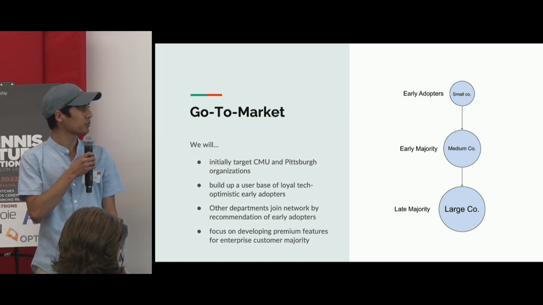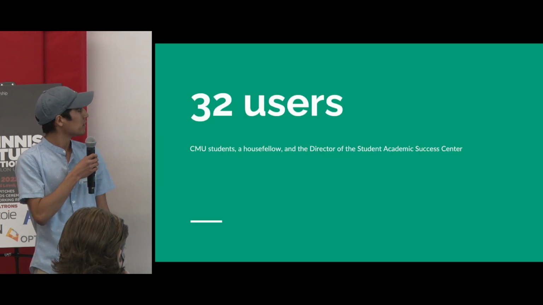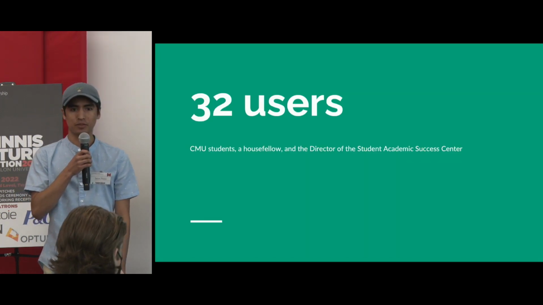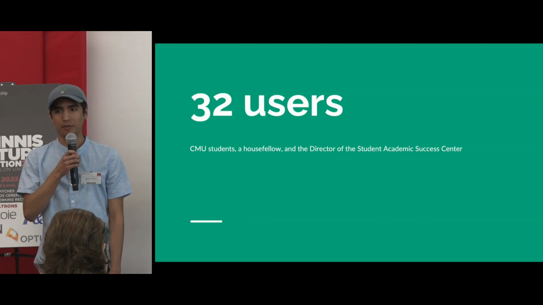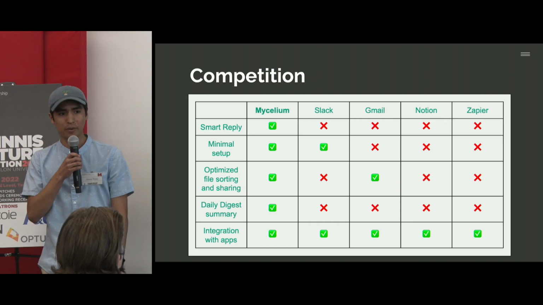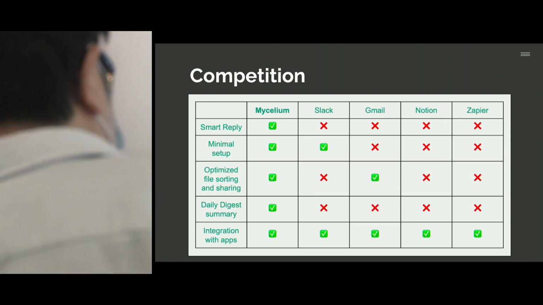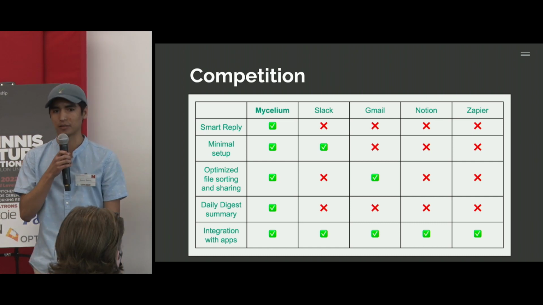Our previous customers will serve as strong evidence for the adoption of Mycelium. As of now, we currently have 32 prospective users, giving our company an early user base, which will allow us to instill confidence in future clients. Right now, our primary competition are products like Gmail and Slack, but while they focus on improving organization, Mycelium removes the need for organization altogether.